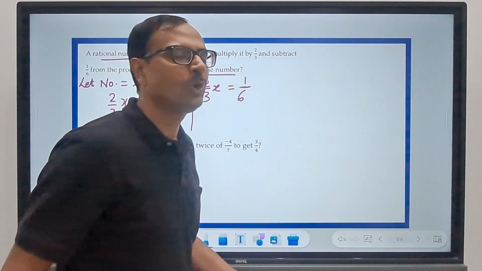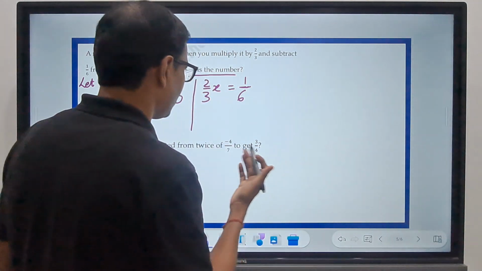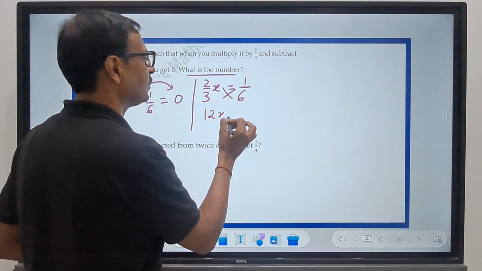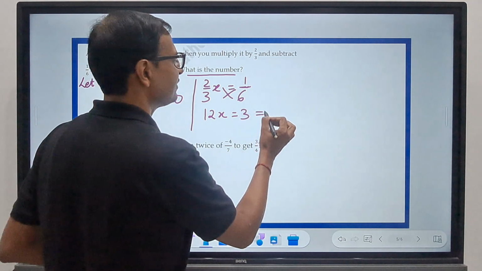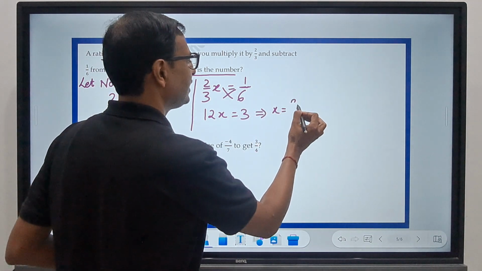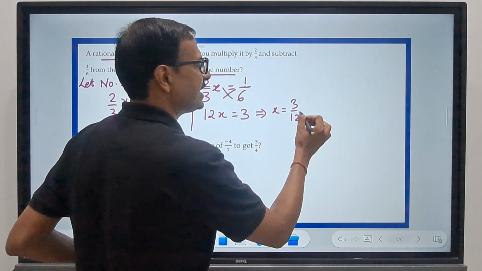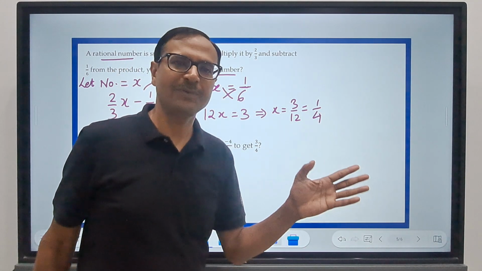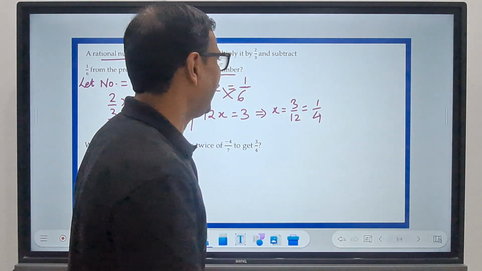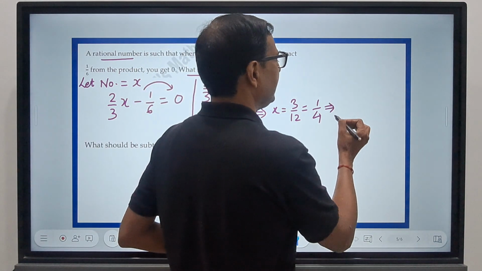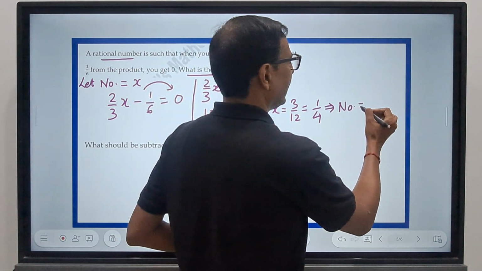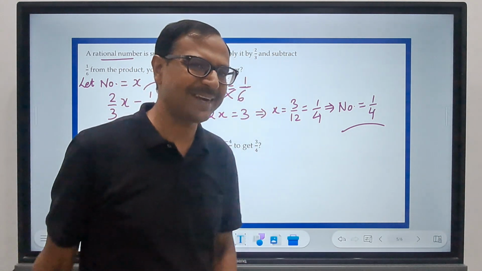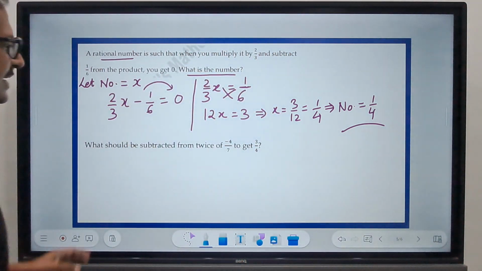And now you should know that cross multiplication works for us here. So if you cross multiply this, you get 12x equals 3, and that gives us the value of x as 3 upon 12, and you can cancel the common factor, reduce it to lowest form. That gives you 1 by 4, and therefore your answer will be, the number is 1 by 4. One of the easier questions, right? Right. Let's have the final one.